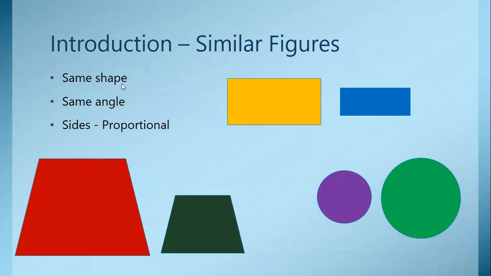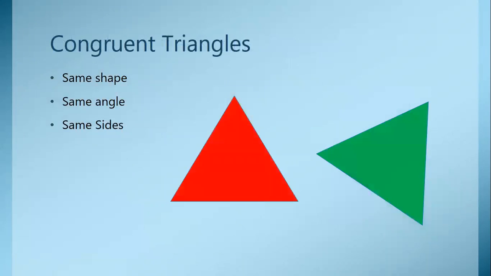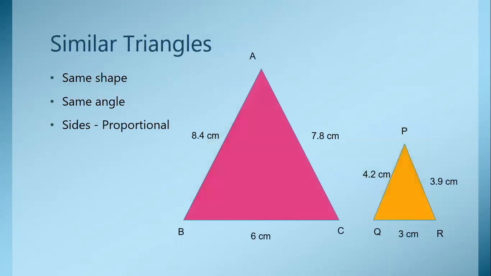So for example, here you can see two rectangles. Both are the same shape and same angle, that is 90 degrees at all the vertices, but the sides are not equal, they are going to be proportional. Same way with the trapezium and the circle, they have different radii. So the angle is 360, same shape also, but the sides are proportional. You already know congruent triangles, which means same shape, same angles, and same sides also. The only difference with similar triangles is that the sides are going to be proportional.